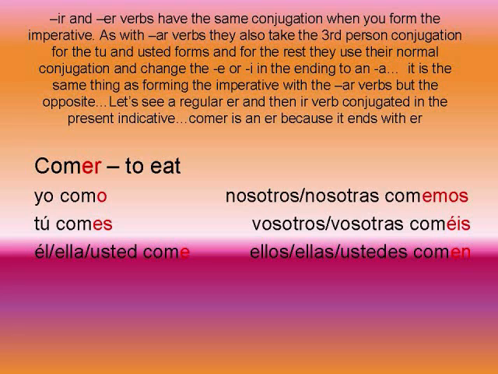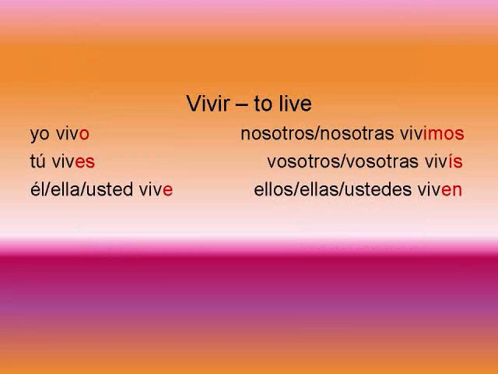Comer is an ER verb because it ends with ER. Comer, to eat. Yo como, tú comes, él, ella, usted come, nosotros, nosotras comemos, vosotros, vosotras coméis, ellos, ellas, ustedes comen. Vivir, to live, is an IR verb because it ends with IR, vivir.